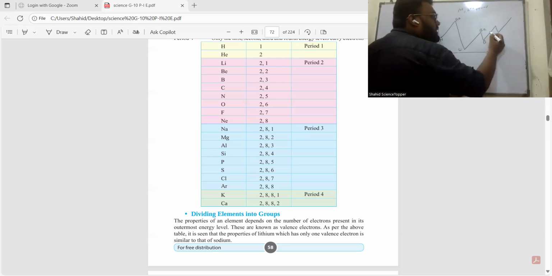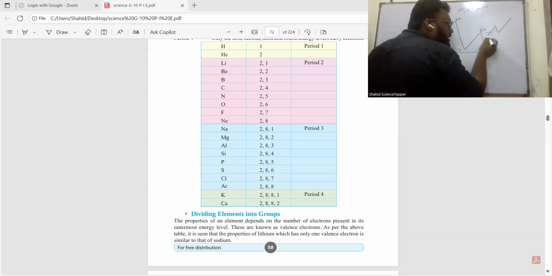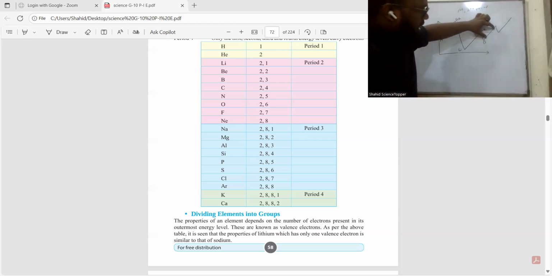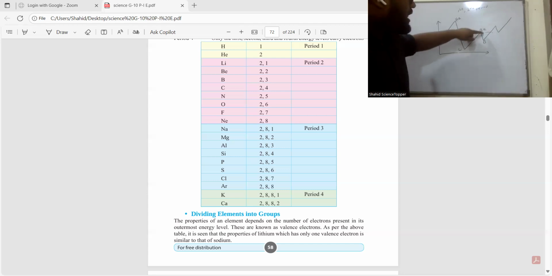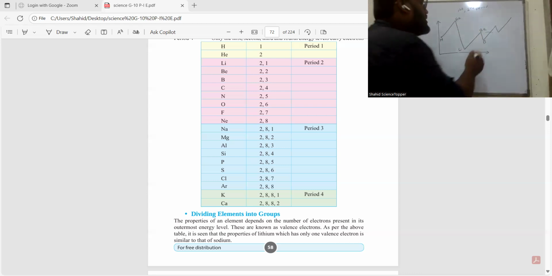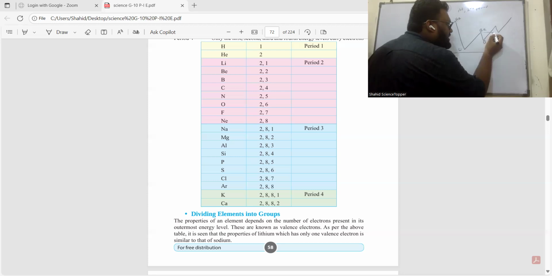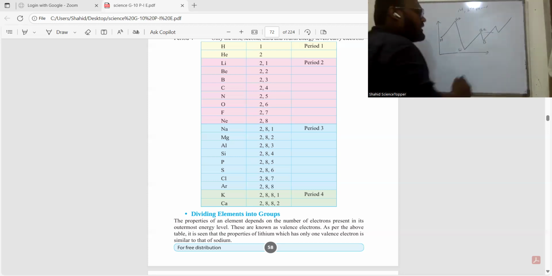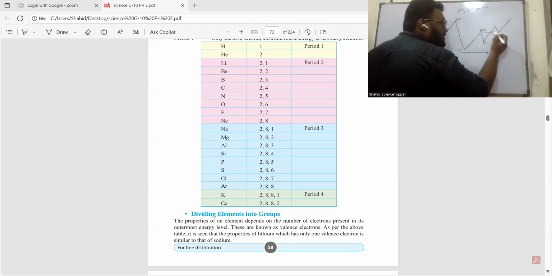and boron. Then carbon should be somewhere in this line, but we need to be very careful where that element will come. Carbon should have a first ionization energy more than beryllium, so it has to be somewhere here. And nitrogen will be here.